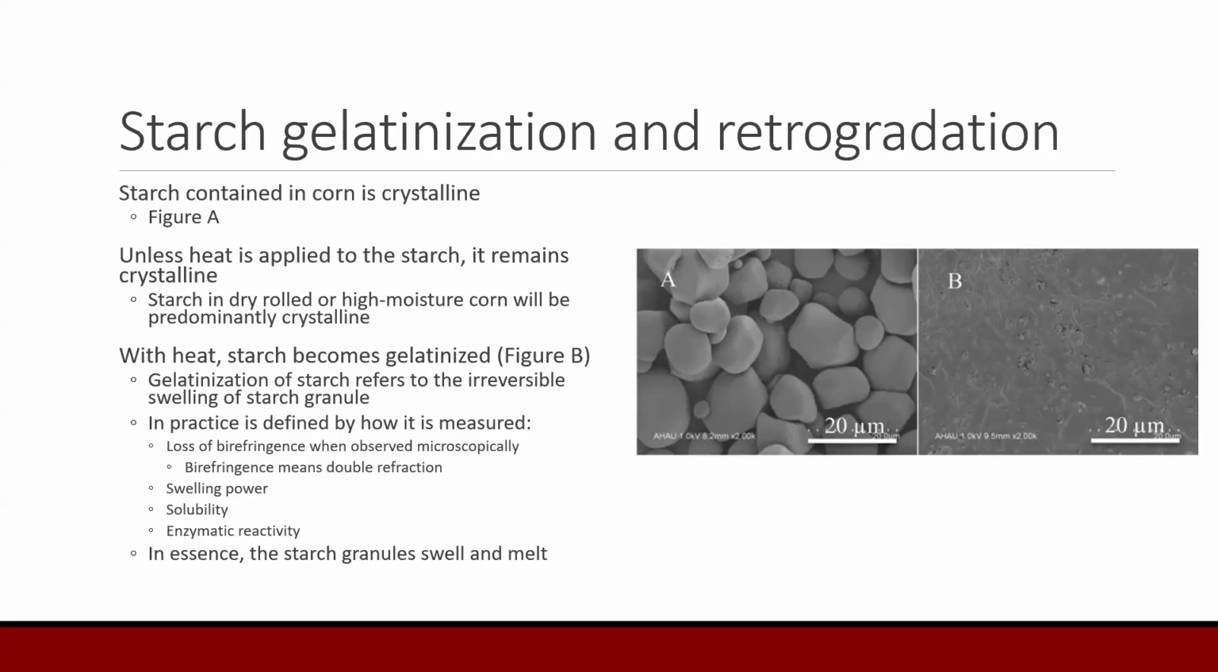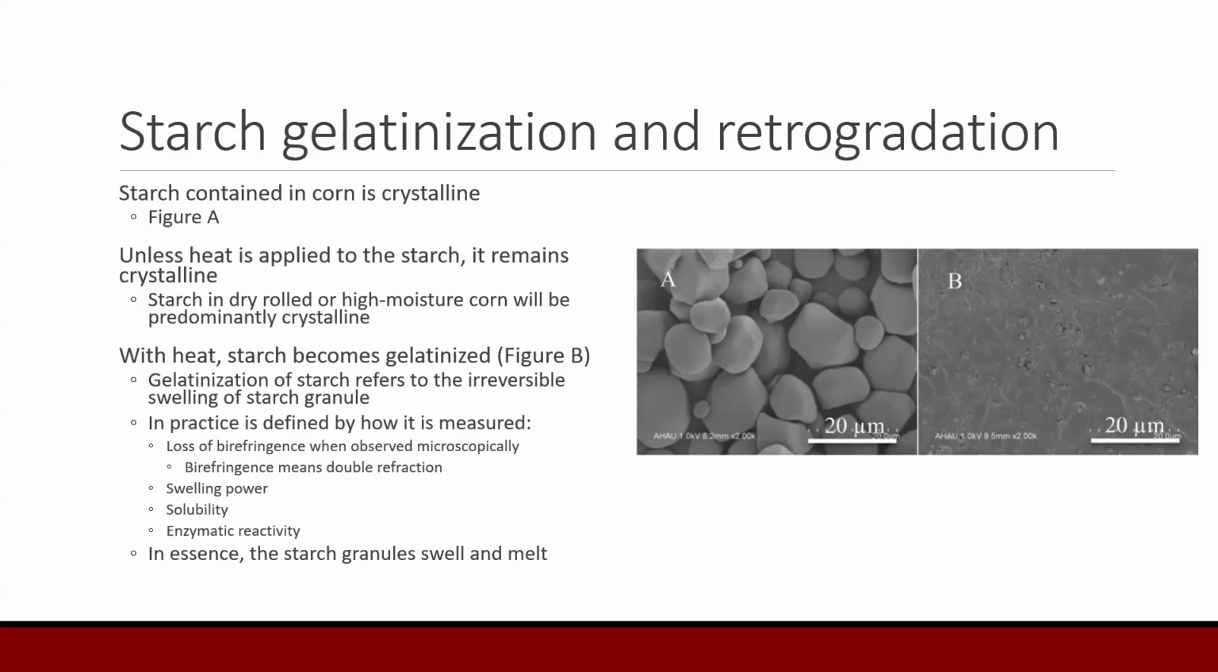So we can't really define gelatinization. The way we define it is by how we can measure it, okay? So it has a loss of this birefringence when we observe it through electron microscopy. Birefringence has to do with the reflective characteristics of these granules, okay? You have clear granules displayed here in the unheated grain. However, those disappear in the heated grain, okay?